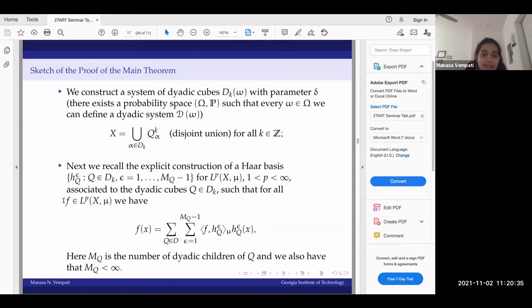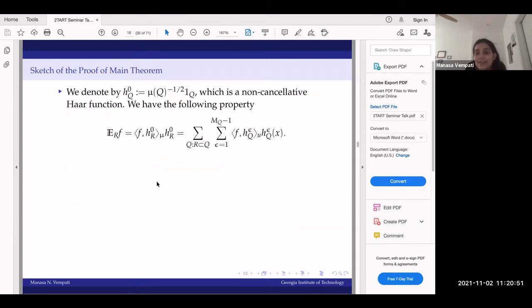And we proved that for any f that lies in the L^p spaces of the space of homogeneous type, we have this Haar decomposition in terms of the Haar coefficients for f. We have also defined another non-cancellative Haar function, h_Q^0, given here as the indicator of the cube divided by the measure of the cube to the power of half. This mu is the doubling measure that exists on the space of homogeneous type.